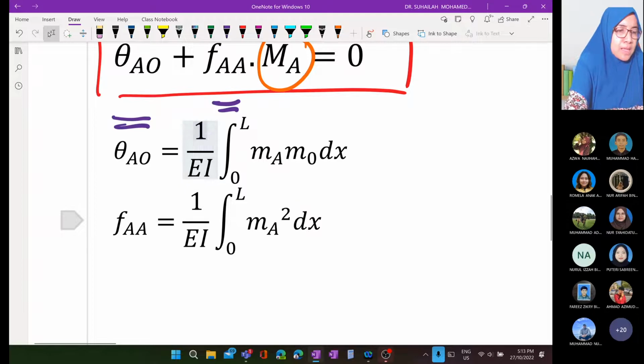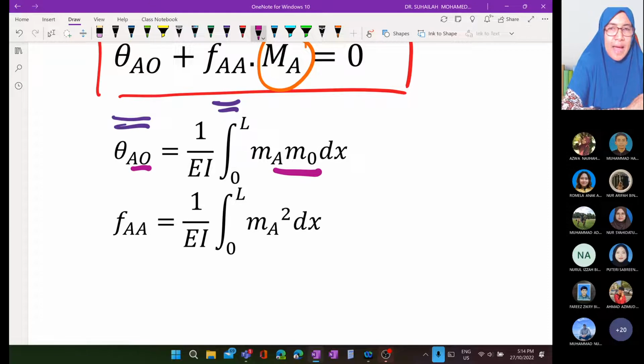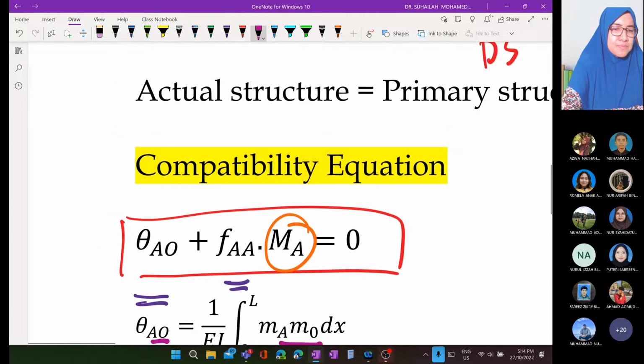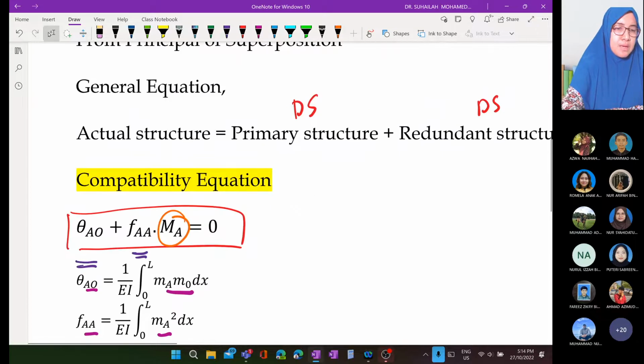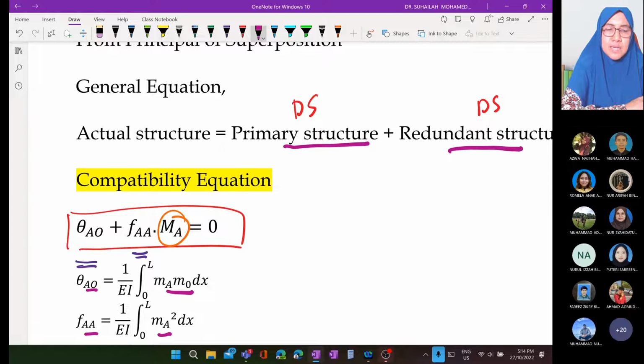Theta A naught means MA times M naught. FAA means MA times MA. So from this, we know that we have two systems. One is the primary system and the second one is the redundant system.